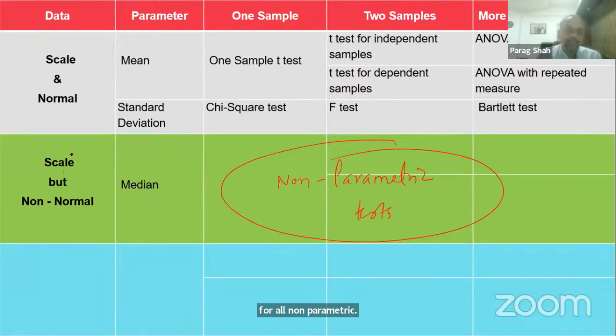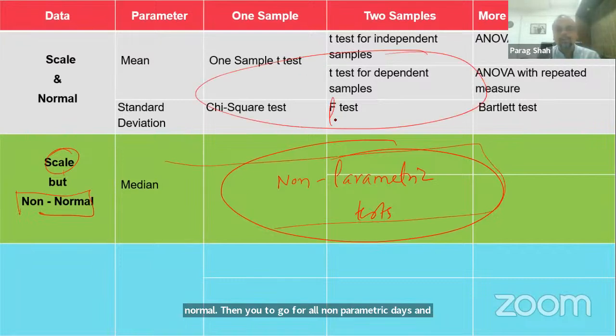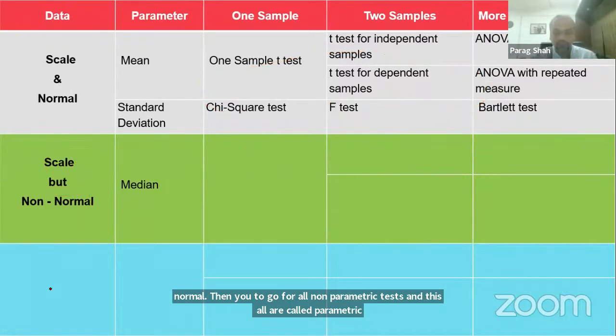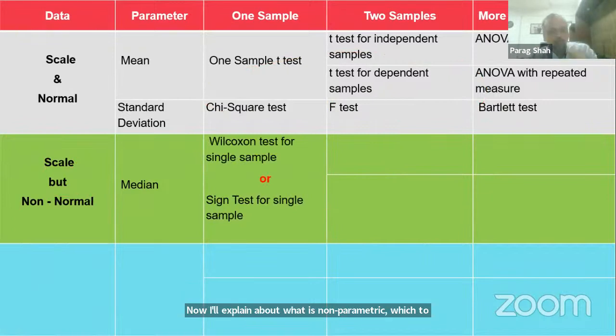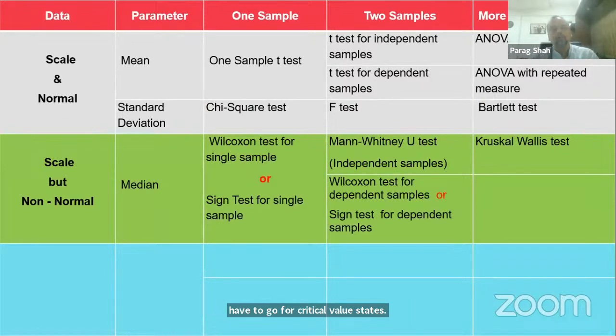So whenever your data is scaled but not normal, you have to go for non-parametric tests. And these others are called parametric tests. Now I'll explain which non-parametric test to use. If it is one sample, then Wilcoxon sign test. If it is two samples, then Mann-Whitney U test. More than two, then we'll have to go for Kruskal-Wallis test. If it is dependent samples, then Wilcoxon test for dependent and Friedman test.